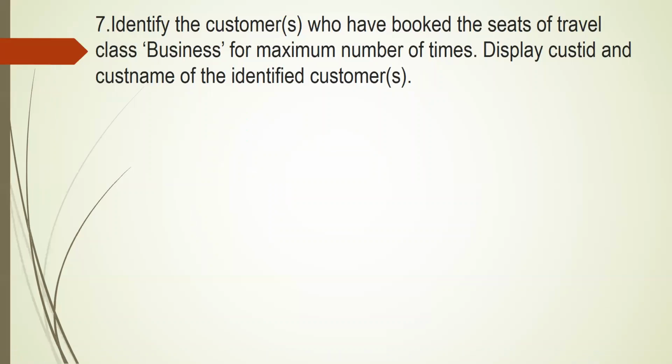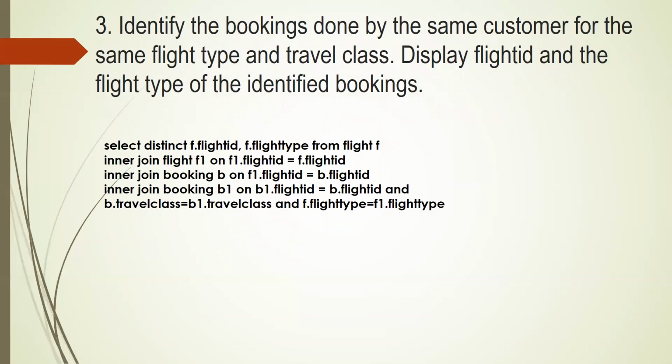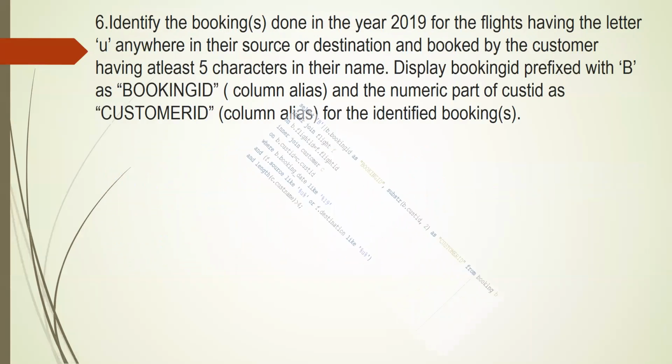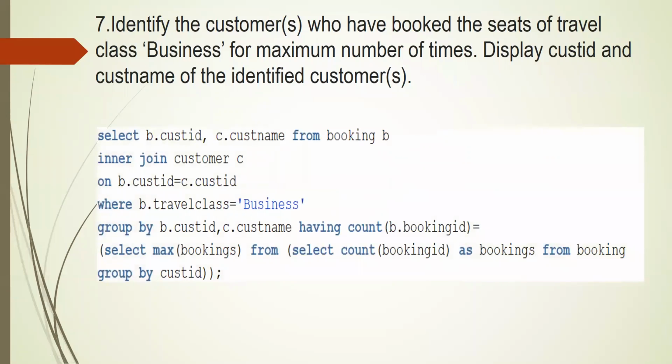Now if I go back to my first slide here, you observe Robert, C303, business class, 2 times he has booked, and John, C301, business, has booked 2 times. So these two we are getting. Now you got this. So my question answer would be this one, group by customer ID, name. Simple, right? See how easily you got it. Now you tell me how you have written it.